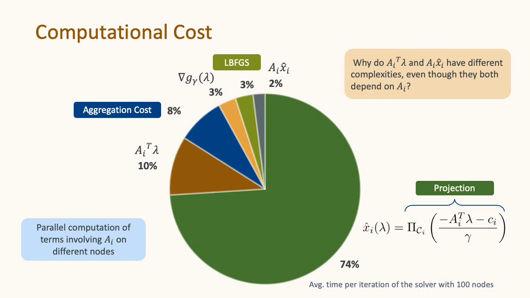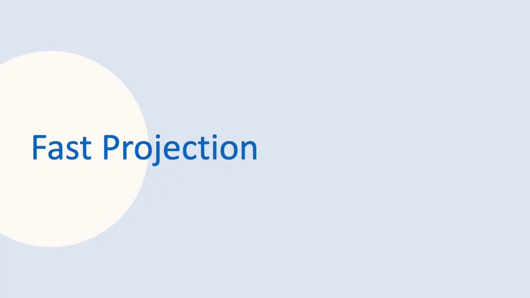We implement all of the components described in the previous slide and then profile the solver for computational bottlenecks. We run the solver on a 100-node cluster, and all variables with the subscript I are computed in parallel on node I. The chart shows the distribution of time spent on a single iteration of the solver. It is easy to see that despite the parallelization, almost three-quarters of the time is spent computing the projection. So to make the solver faster, we decided to investigate a faster projection method.